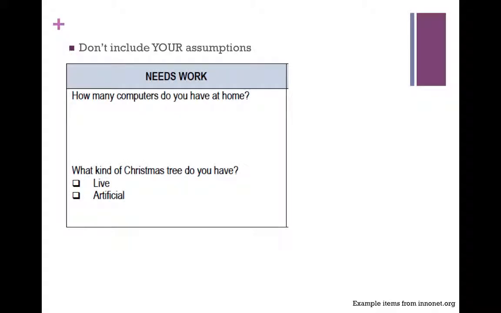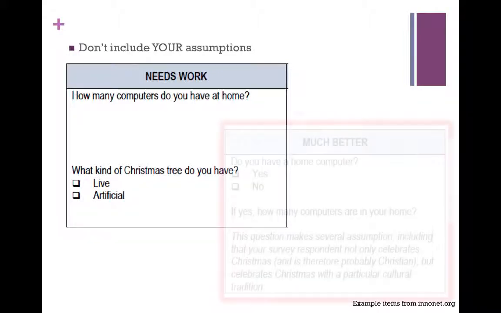Take a look at this example survey item. What's wrong with it? These two original items assume that all participants have computers at home and all participants are Christians. To avoid this socioeconomic and religious bias, the revisions of these items is a much more objective option.